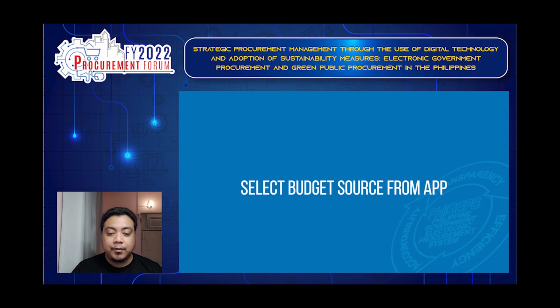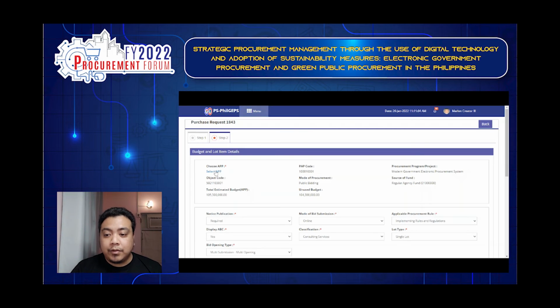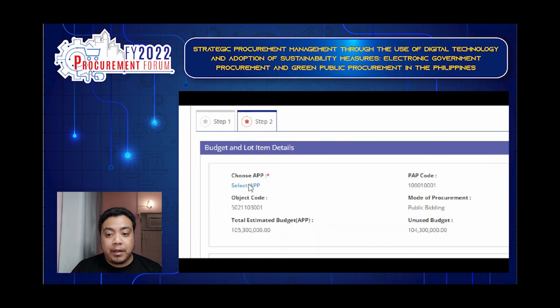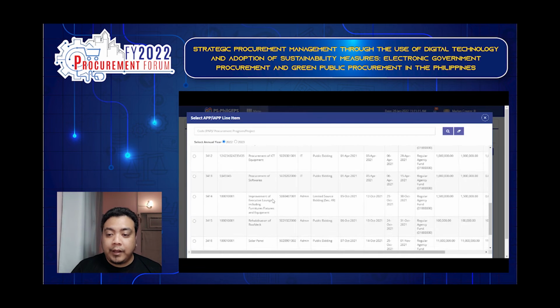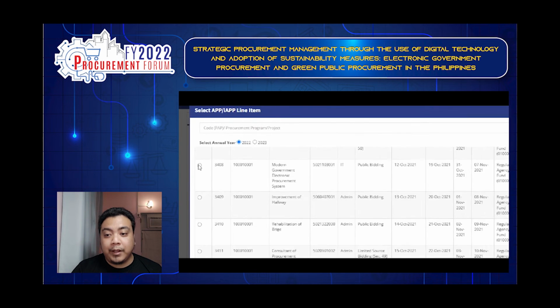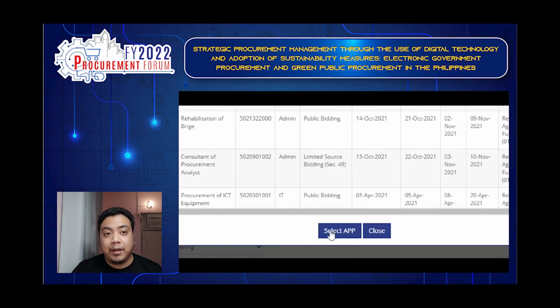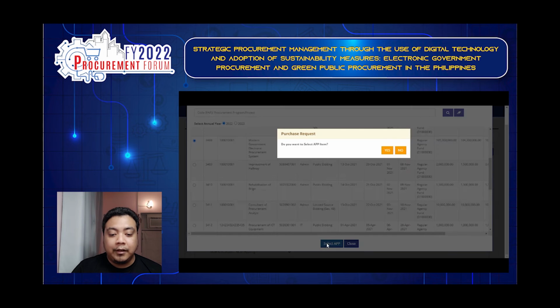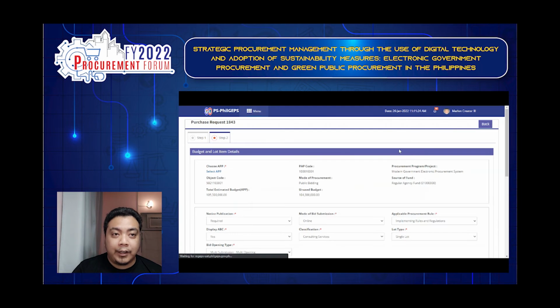The next is we set the budget resource from the APP. So just click the select APP, and then select a line item in a APP. So make sure yung year ng APP is tama. Then click the select APP, then confirm, then click OK.